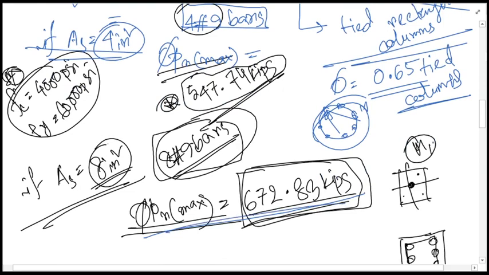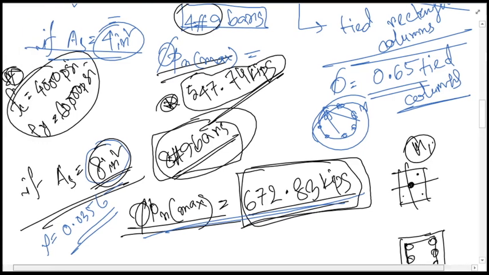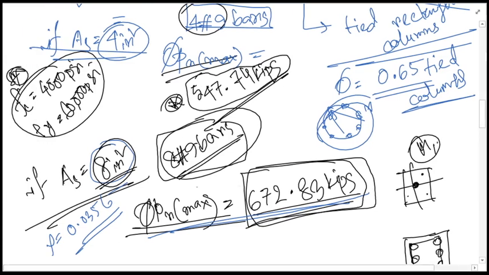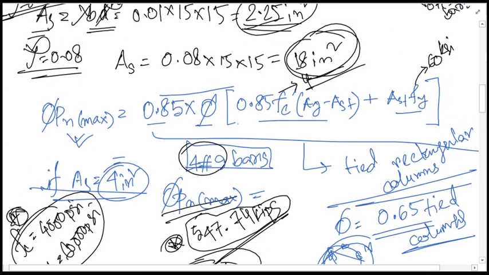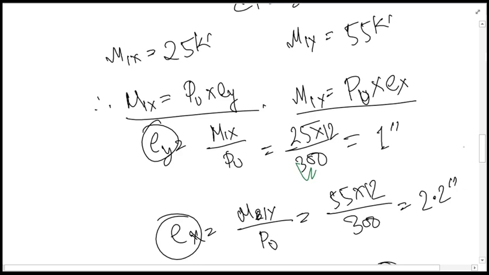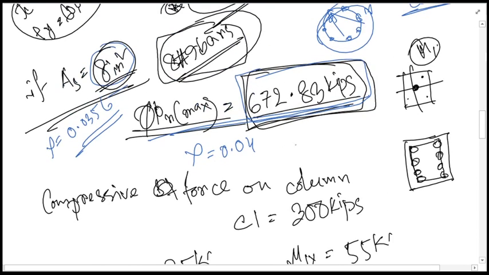In this case we have used 8 inches square. 8 inches square means rho equals 0.0356, something like that, and for that rho for the concentric column we have obtained the value as 672. And if we had used rho equals 0.04 in that particular equation, that is the As governing this rho, then you might have obtained this value as 701 kips.